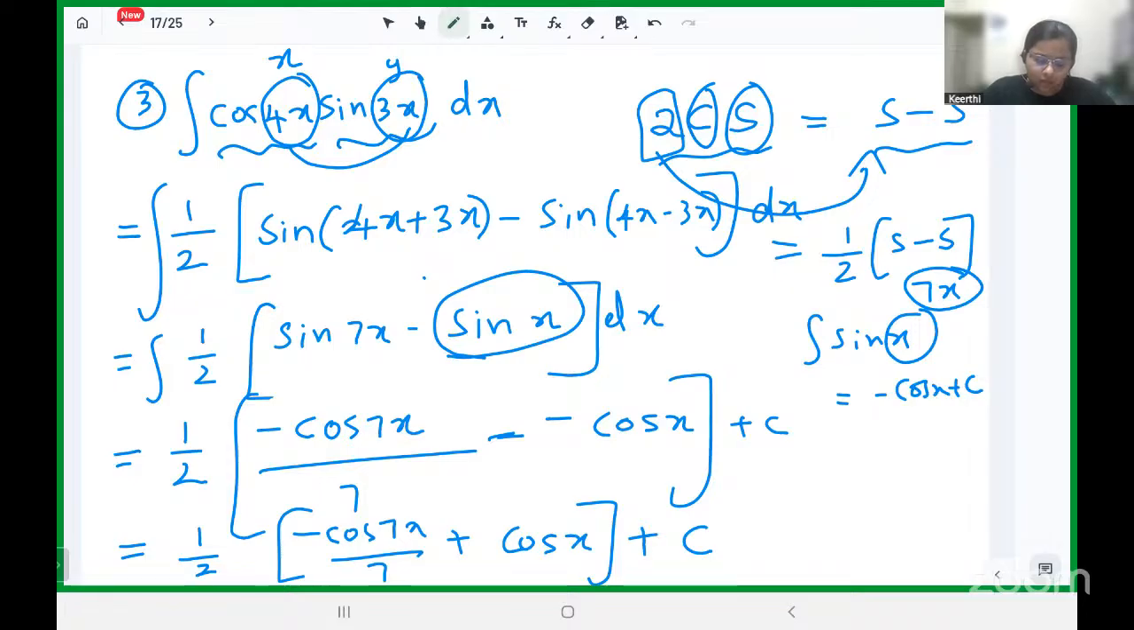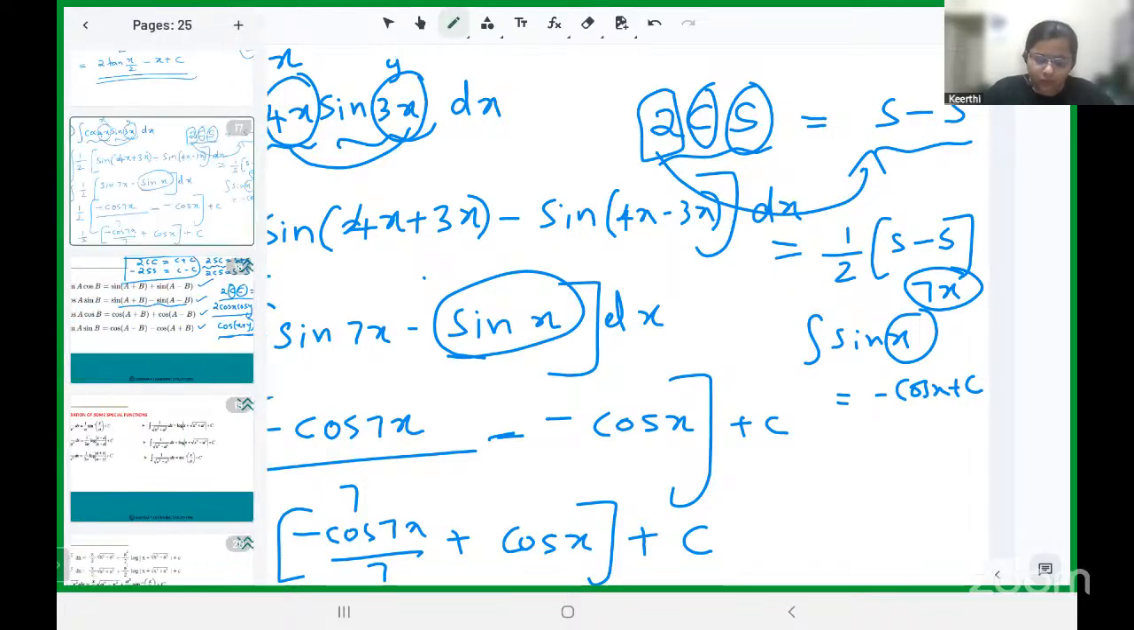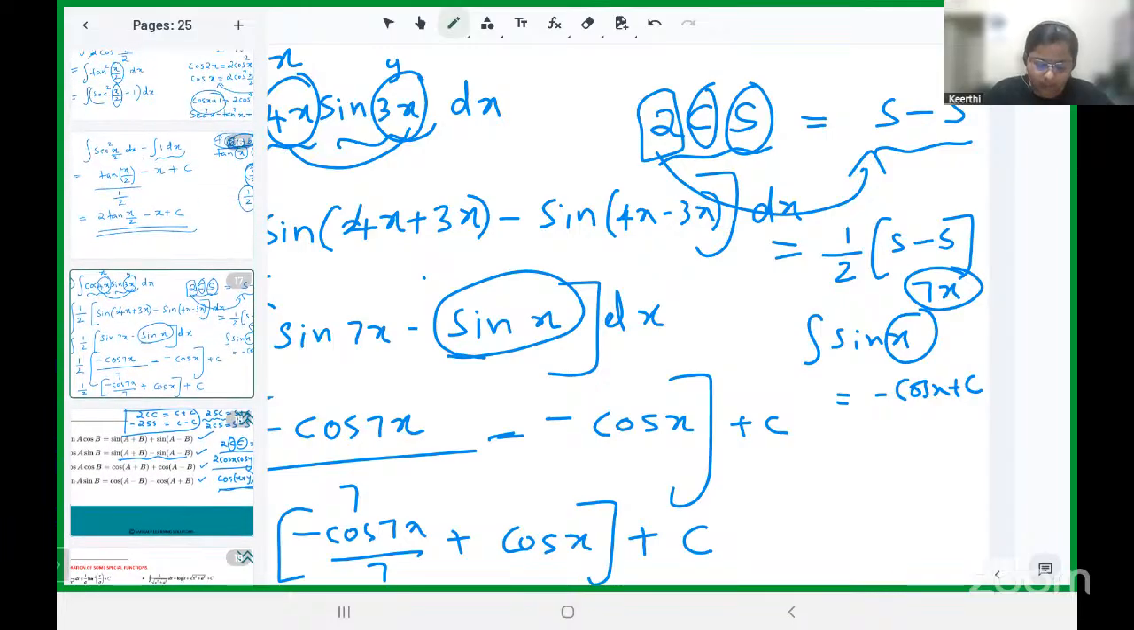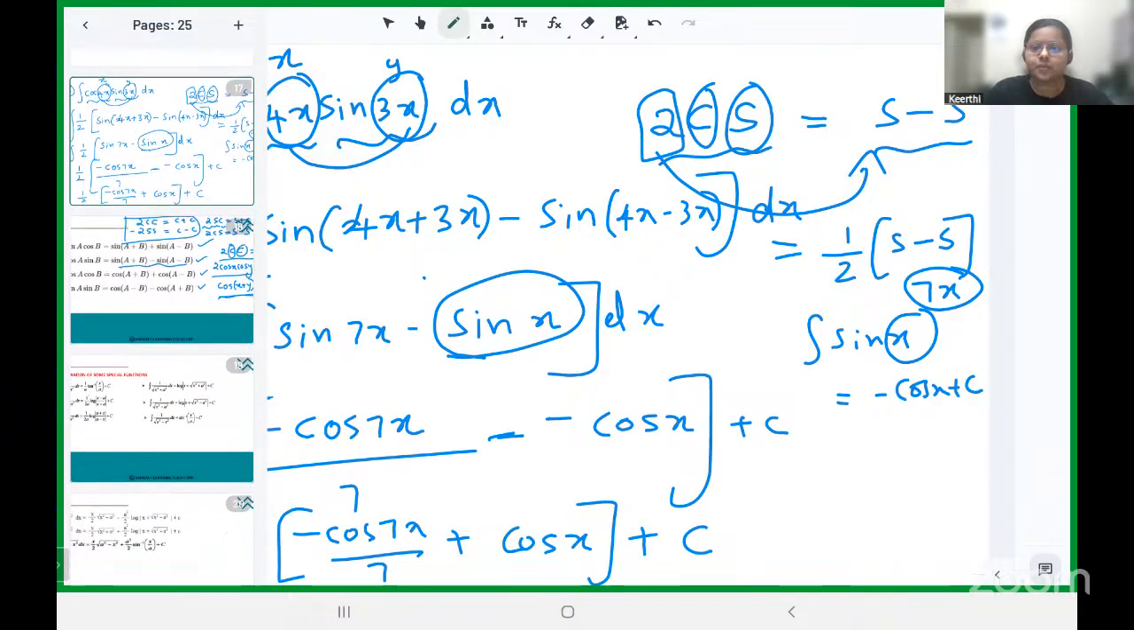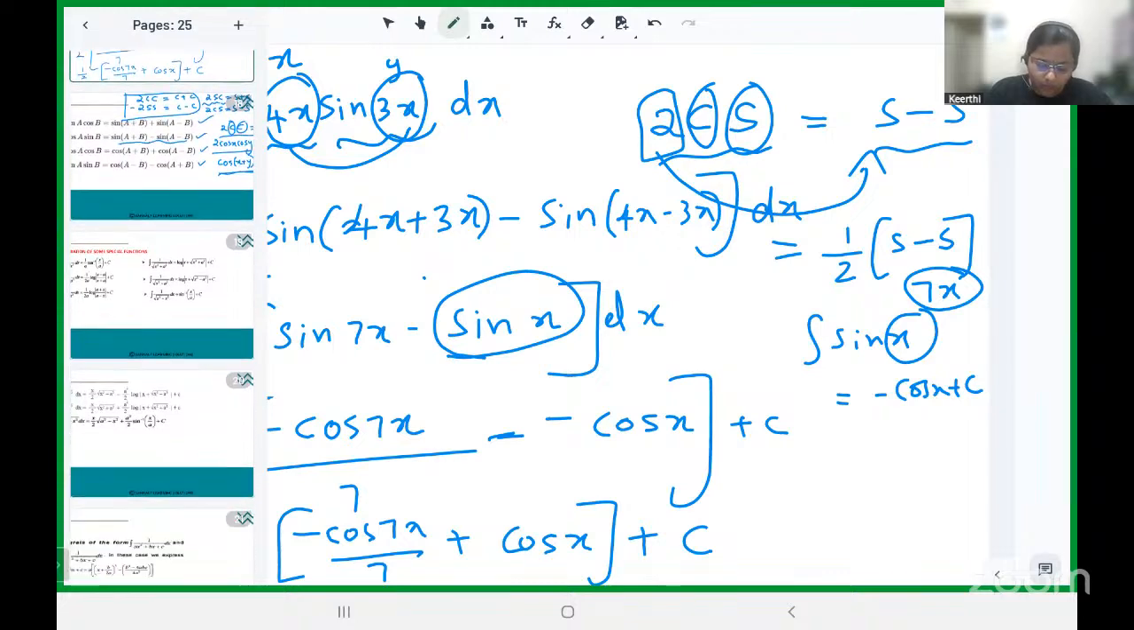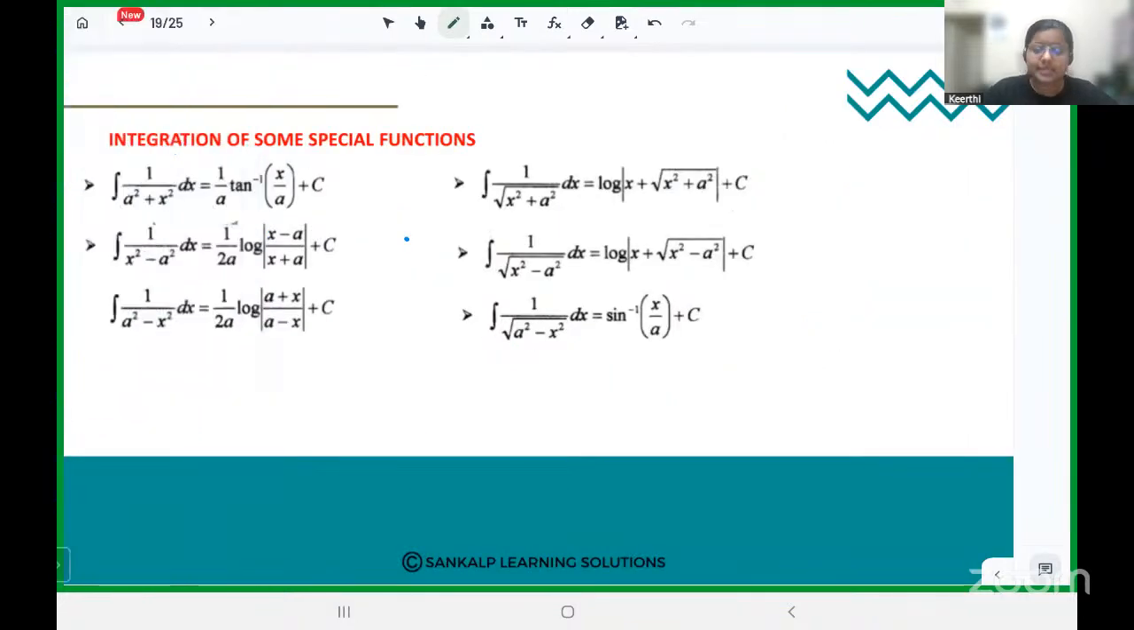Now, I hope this was useful to you all because there are more questions of this type. So you can practice them from your textbook. There are different types of questions in the same pattern that we have discussed. By applying these trigonometric identities, you can solve them. Now we are moving on to the next type.